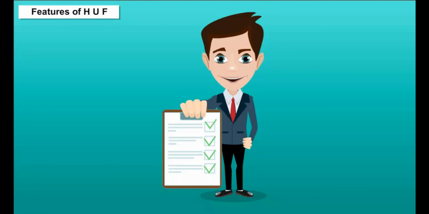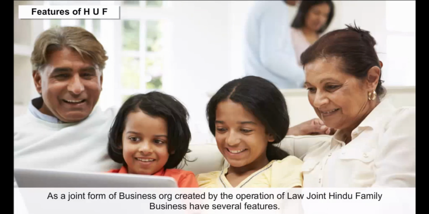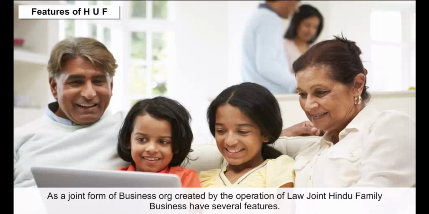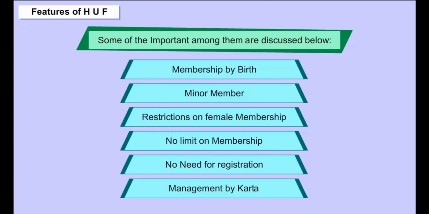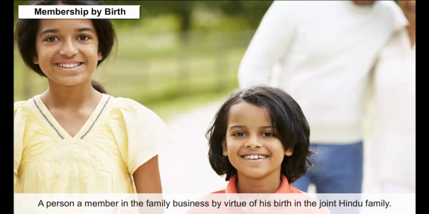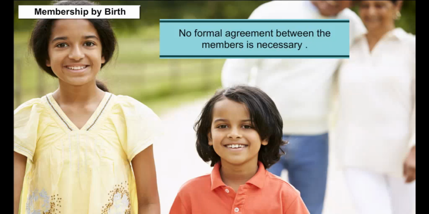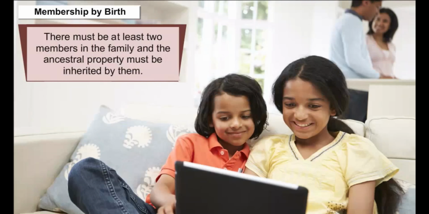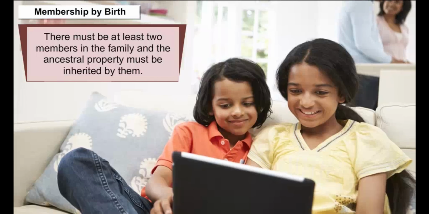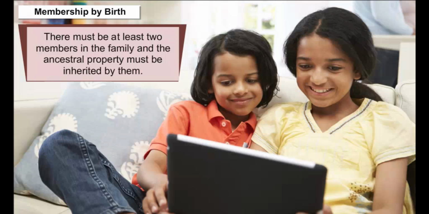Features of HUF. As a joint form of business organization created by the operation of law, joint Hindu family business has several features. Some of the important among them are discussed below. Membership by birth. A person becomes a member in the family business by virtue of his birth in the joint Hindu family. No formal agreement between the members is necessary. There must be at least 2 members in the family and the ancestral property must be inherited by them.